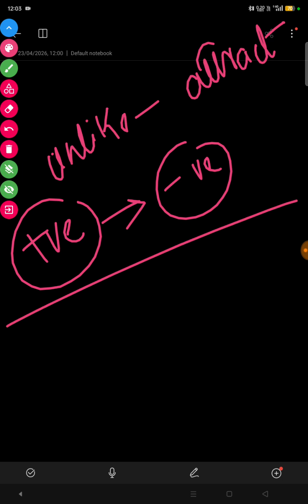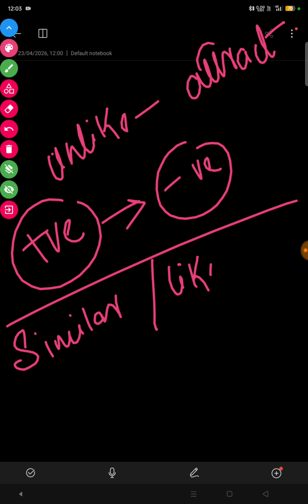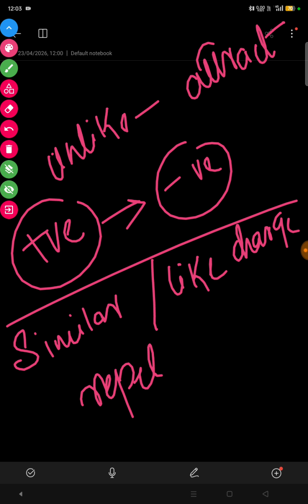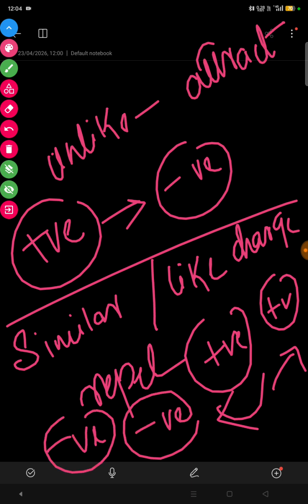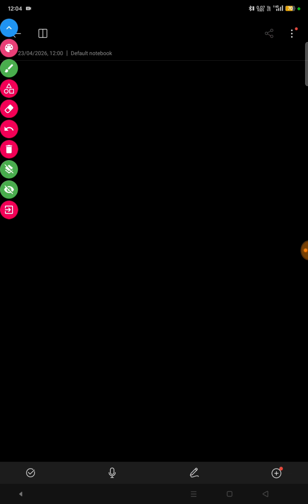And what happens in case of similar charges or like charges? Like charges repel one another. For example, when a positive charge is brought near another positive charge, they repel one another. Or when a negative charge is brought near another negative charge, they repel. So this is the introductory portion of charge.